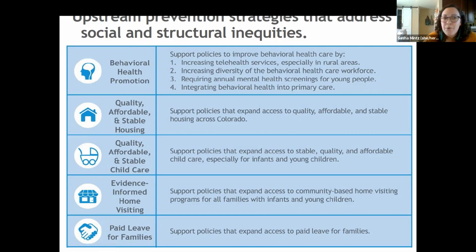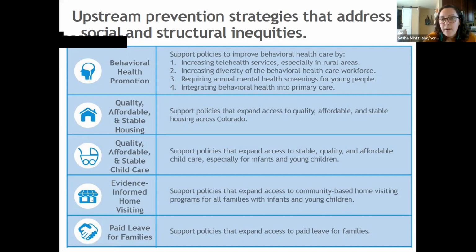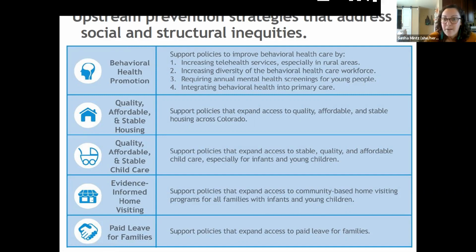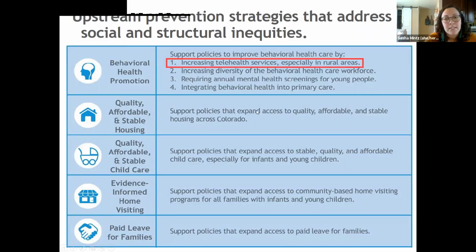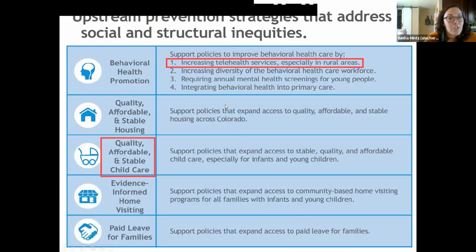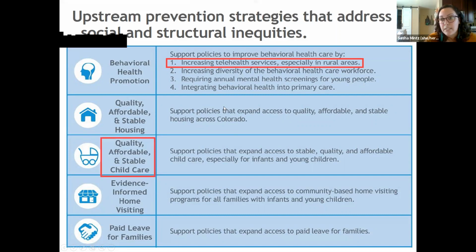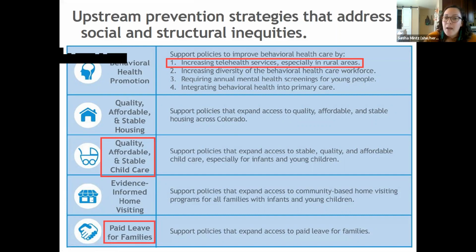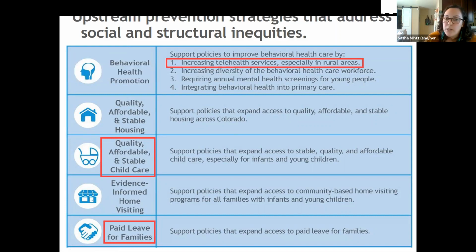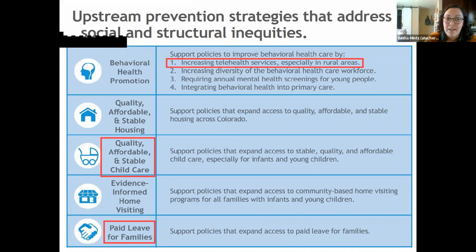For example, I spoke earlier about limited access to healthcare and family support services in rural areas. However, prevention strategies like increasing telehealth services and supporting policies that expand access to stable childcare can decrease the geographic disparities in outcomes like suicide and child maltreatment. Additionally, prevention strategies like paid family leave, which allows people paid time off from work to care for themselves and their families, is a known strategy to decrease racial and ethnic disparities in maternal and infant health.